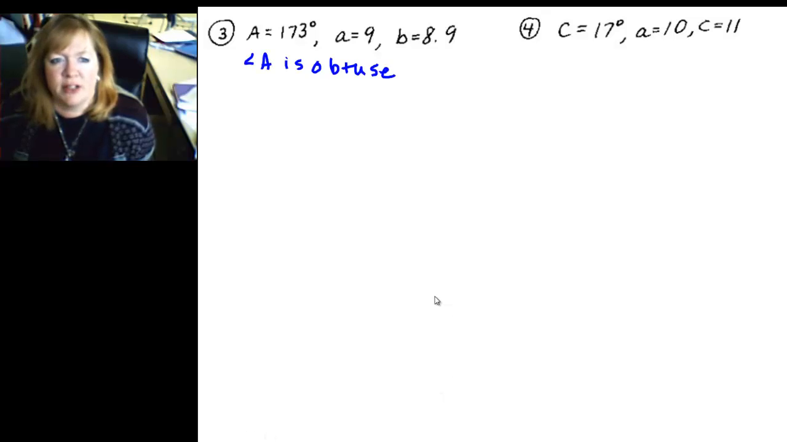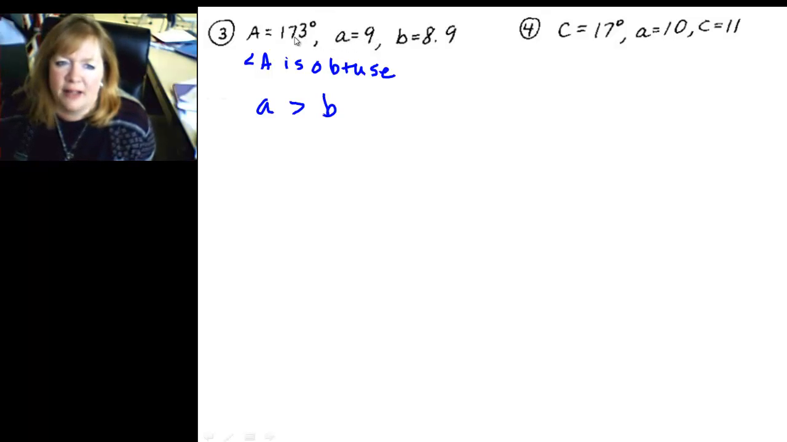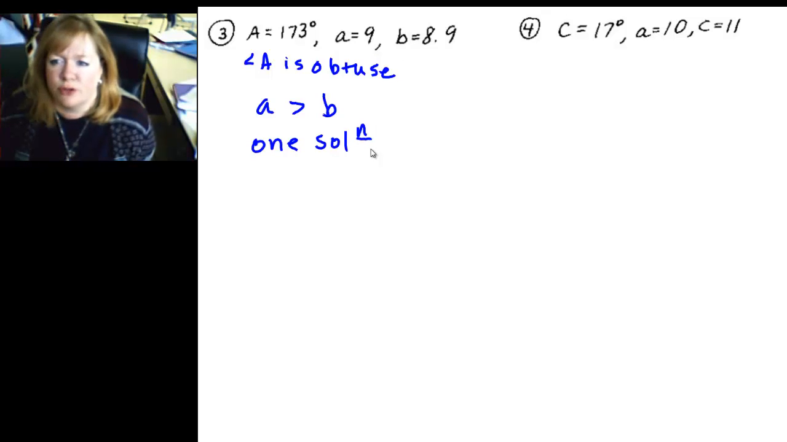Alrighty, so there's ambiguous case in its glory. So let's take a look at this one. Angle A is obtuse. Right away that should clue you that there's either one solution or no solution, because other angles cannot be obtuse. And if I look at this one, A is greater than B. That has to be that way, because this opposite side, the obtuse angle, has got to be longer than this guy. If not, there's no solution. So this is one solution.